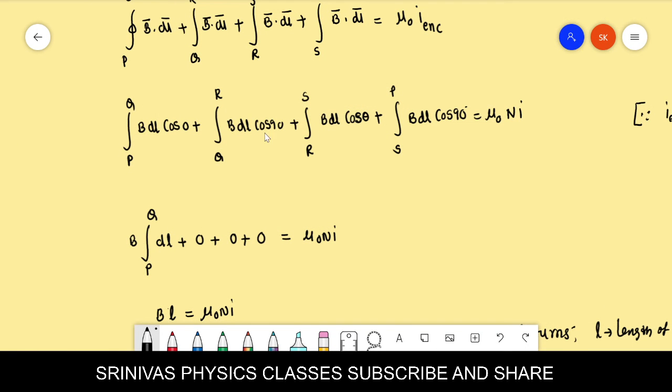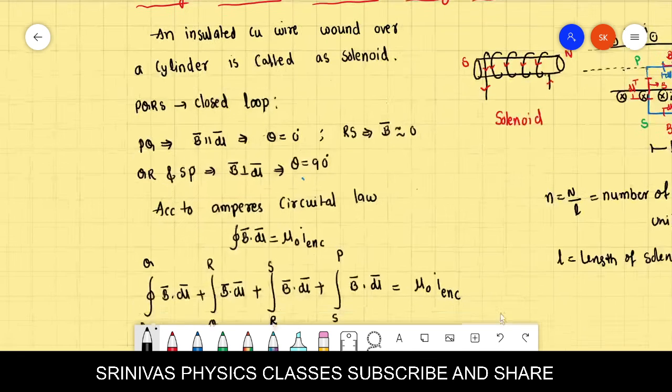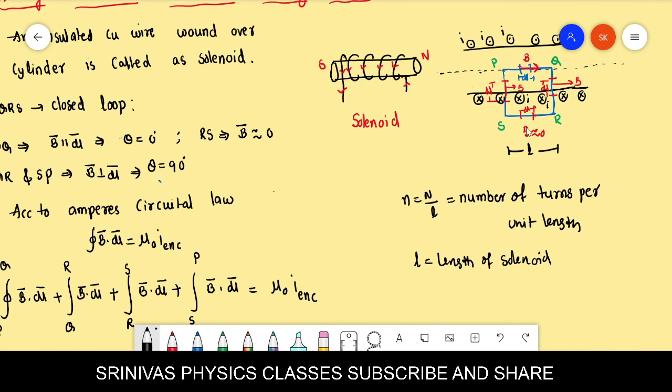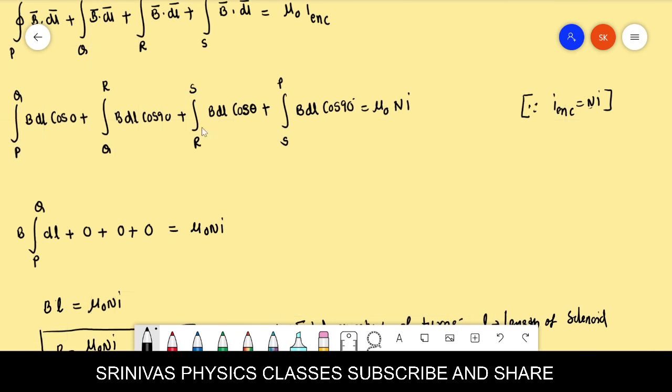You see here cos 90 value, how much? This one is B. B we are writing outside of the integration. Integration dl we are writing like that only. Cos 0 value is 1. Next, cos 90 value is 0 in the second term. Cos 90 value 0 means the whole term will be 0. Actually, R to S, B value is 0. R to S is outside. Outside B value is neglected. When B value R to S is 0, if you write, this term also 0.